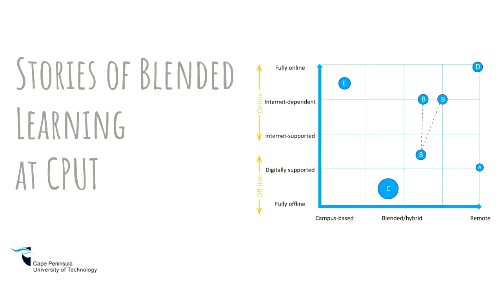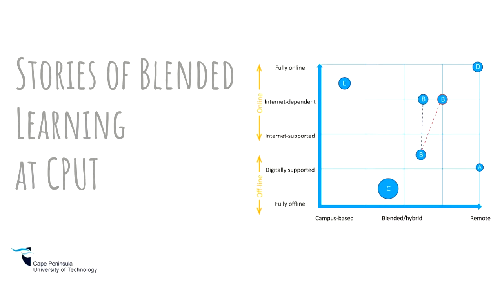I just find it easy to talk. I think blended on face-to-face, but we put a lot of stuff online on Blackboard for them to access. So more campus-based with a bit of blended. Okay, so somewhere between campus-based and blended. And in terms of offline and online, would you say you're internet supported? Do your students need internet? Yes, if they have it, it works. Okay, internet supported, definitely.